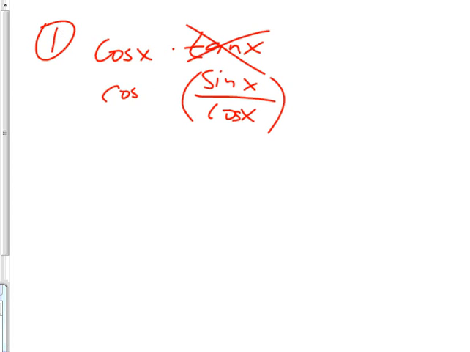And I have cosine x here. Remember that that can be put over 1, and then I can see that that cancels that. Final answer, sine. That was number 1. Should have been sine x. Any questions about that one? All right.